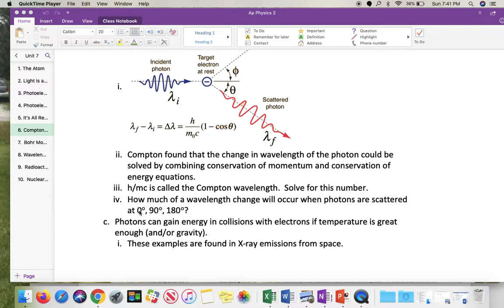Once again, if the incident photon just continues moving at 0 degrees, obviously there's going to be no change because cosine of 0 is 1 and 1 minus 1 is 0, so there is no change, which basically means one thing. The photon missed the electron. It just kept on going. At 90 degrees, you're going to have one Compton wavelength change, and at 180 degrees, you're going to have two of these. Okay, so that's going to be the change in the wavelength.